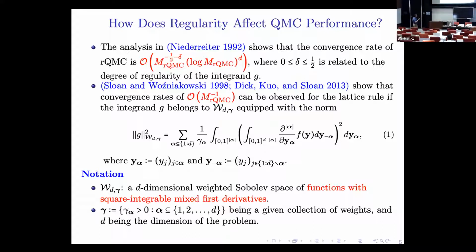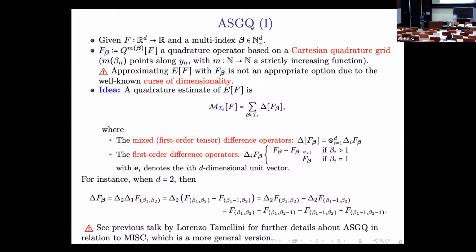Okay, the pointer. So with the following norm. Here we see first how the regularity affects the quasi-Monte Carlo performance. If you get a nice property of mixed first differences, then you can get the optimal rates for quasi-Monte Carlo. Please feel free to interrupt me at any point in the talk if you have any questions.